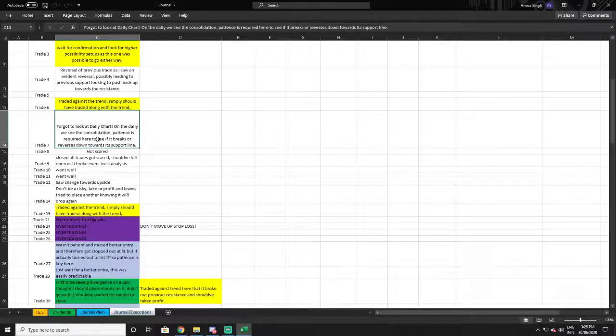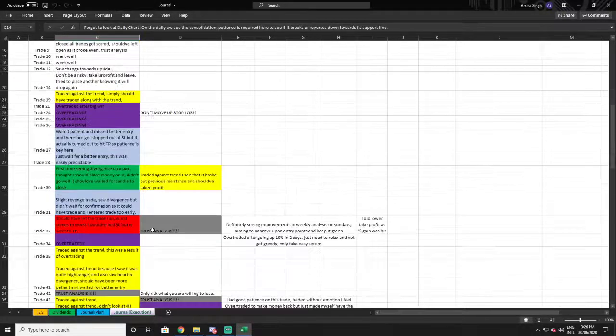Here I forgot to look at daily charts. So as I've been trading more and more, I've learned that the 4-hour chart is probably my favorite chart, because it actually tells me the direction of the trend compared to the 1 hour or the 30 minutes, 15 minutes, and it's just much safer. Here, don't be risky, take your profits. So I realized I was just letting my profits run way too high, and I didn't even set a take profit really.